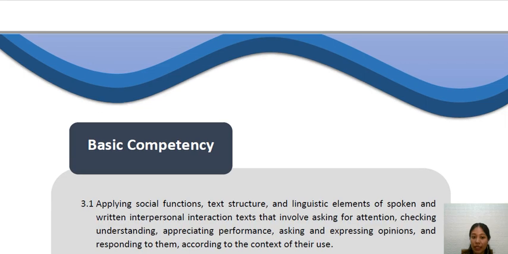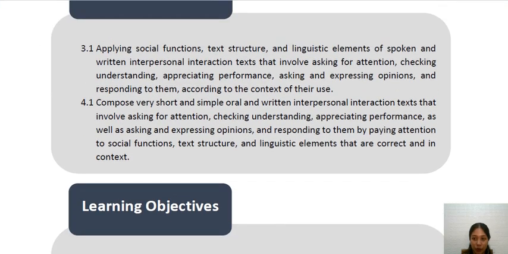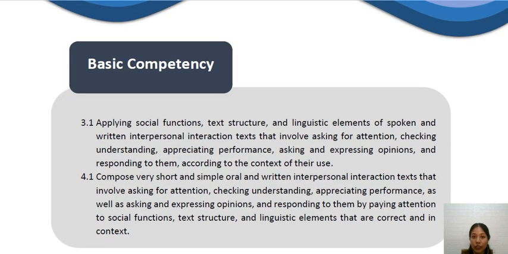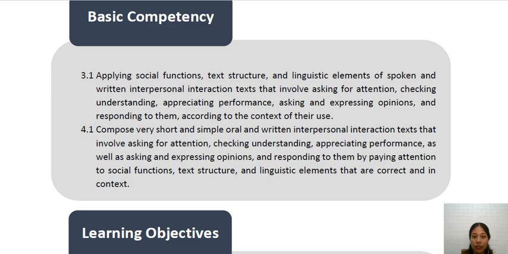Next, we move to the basic competency and also the learning objective. This book contains 4 sub-materials that are clearly stated in the basic competency. The basic competency 3.1 is applying social functions, text structure, and linguistic elements of spoken and written interpersonal interaction text that involve asking for attention, checking understanding, appreciating performance, and asking and expressing opinion and responding to them according to the context of their use.